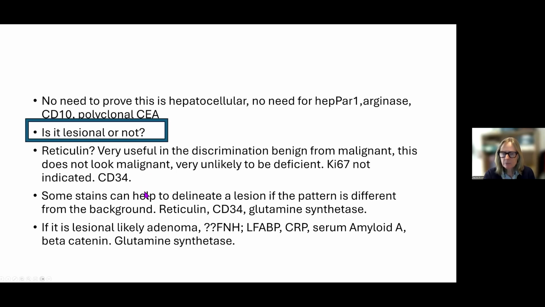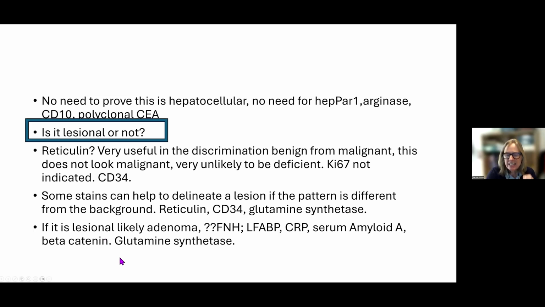Having said that, some stains that one might use in that scenario can occasionally be of utility rather than subtyping necessarily your lesion. Sometimes they help you to identify a lesion. So they help you to answer this question. And in that category, I would have the reticulin. Sometimes it won't be deficient, but it might have a subtly different pattern in the lesional as compared to non-lesional areas. CD34, I'm going to show you in a minute, can help you sometimes to delineate a lesion, let alone classify it. And likewise, glutamine synthetase can help you with that.